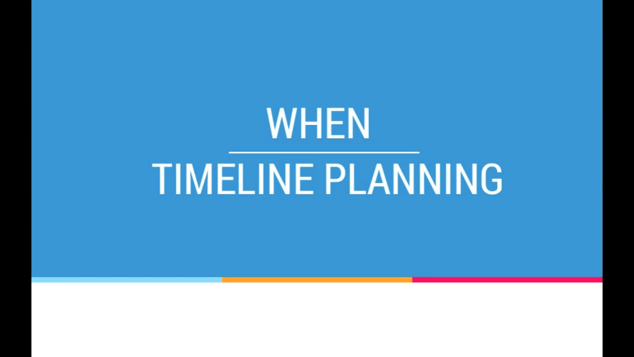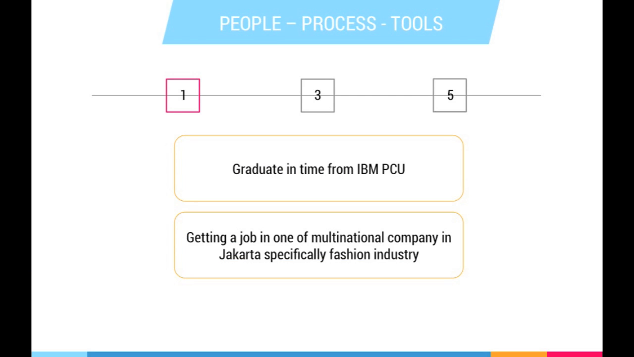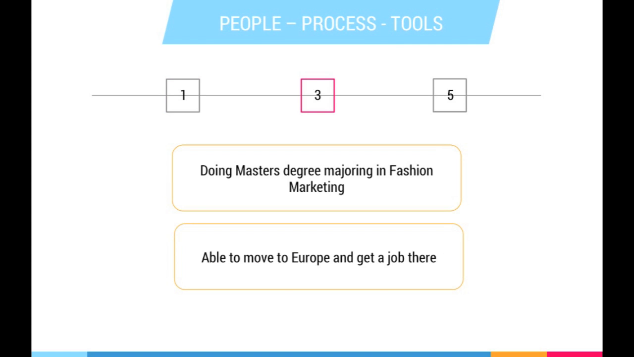And in when, I will tell you guys about my timeline planning in the next 1, 3, and 5 years. So 1 year from now, I plan to of course graduate on time from IBM Prestar Christian University, and also I plan to get a job in one of the multinational companies in Jakarta, specifically in the fashion industry that I like. While 3 years from now, I hope that I can have my master's degree in fashion marketing in Europe, and also I hope I can reside there and get a job.